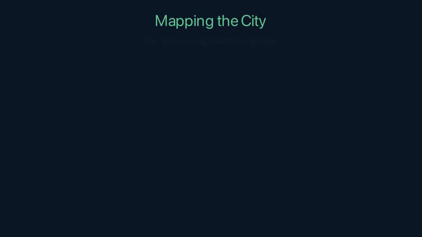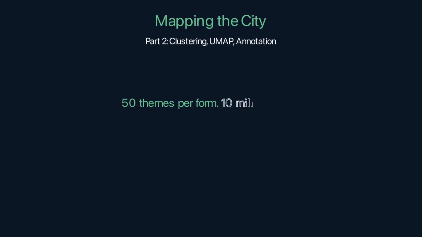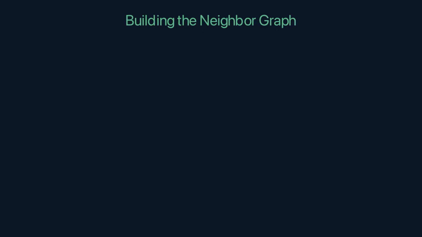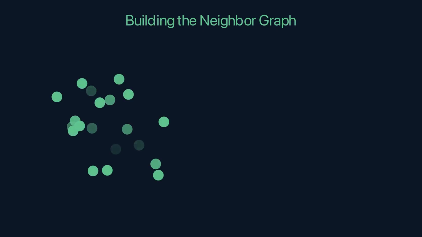We have 50 themes per form, 10 million forms. Now the question: which neighborhoods exist and what defines each one? For each form, find the 20 most similar forms in the 50-dimensional theme space. Connect them with edges. This builds a k-nearest neighbor graph, a web of local similarities.